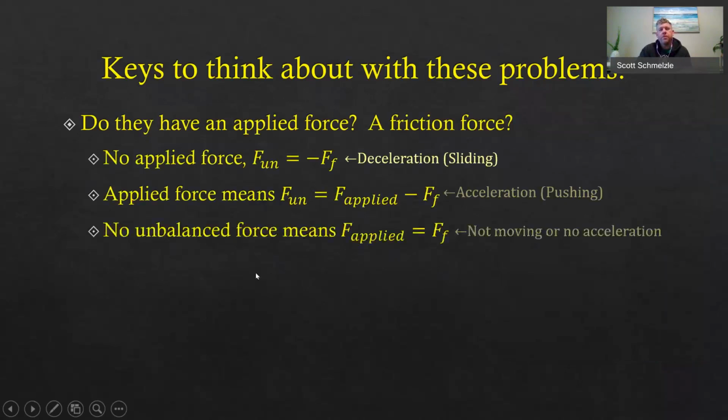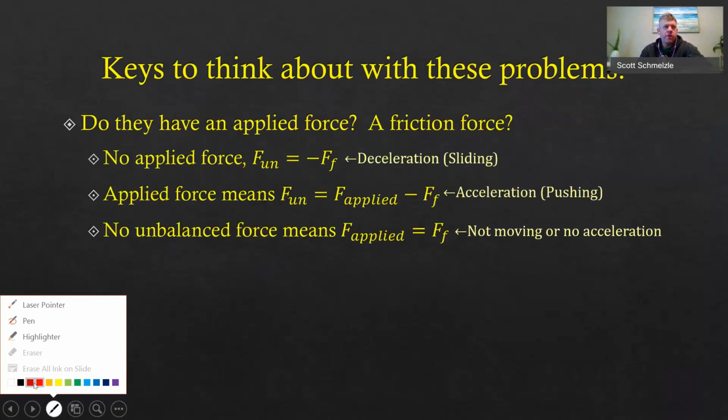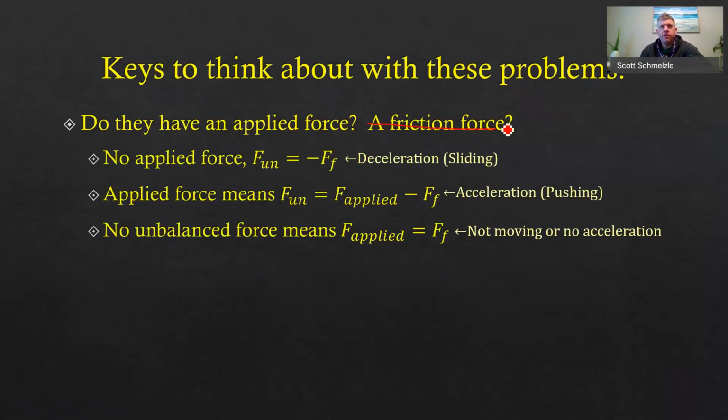So here we go. Yesterday, this was one of my key pieces that I wanted you to look at. I just want to talk you through it. Our big thing that we're going to look for here is, do we have an applied force? And we're always going to have a friction. When we have no applied force, F net equals our negative force of friction. For that one, that's sliding, when we're decelerating, slowing down. Applied force means that F net equals our force applied minus our force of friction.